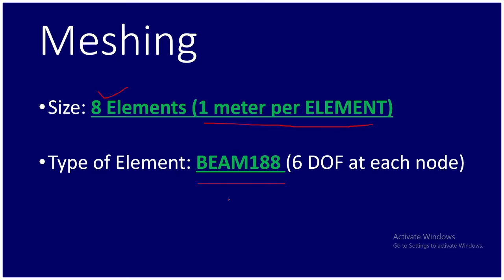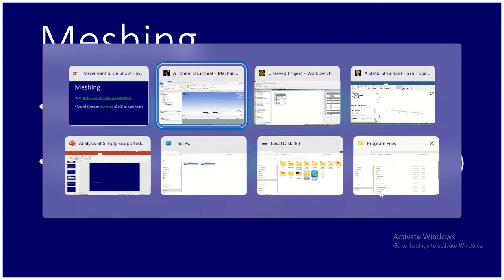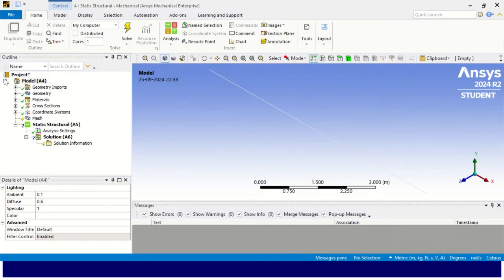If you want to see more details of this beam or element type, you can always have access to ANSYS documentation. The link will be given in the description. Now this BEAM188 element has 6 degrees of freedom at each node. So we'll go to the meshing.